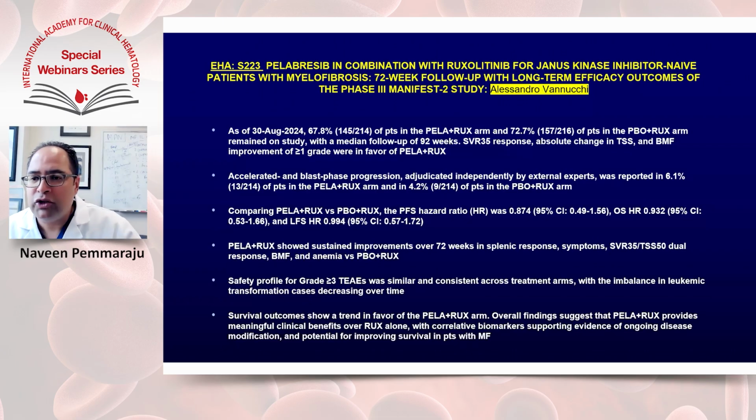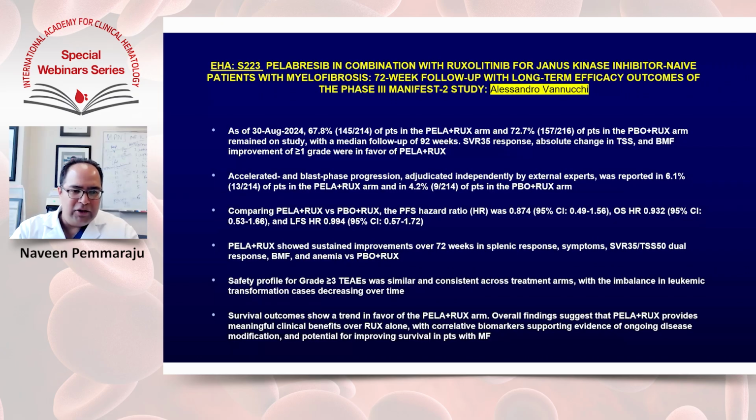These are the long-awaited long-term results presented by Professor Vanucchi, specifically at 72 weeks follow-up, which we have not historically been able to present. So that in and of itself is a feat. So if you look at these results, what you see here is that 67.8%, so 145 of the patients out of the 214 are still on the combination arm, and 72% remain on the other arm. So Pela-Rux arm and the placebo plus Rux arm. So you have a lot of the patients still on study, 72 now up to 92 weeks. And what they did is they're just trying to follow how patients are doing. One question was about transformational leukemia.